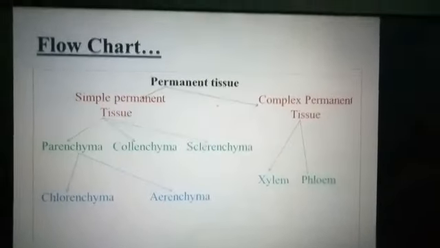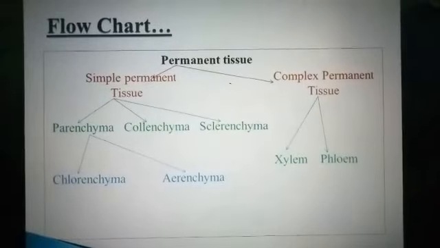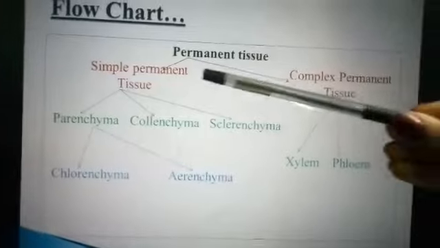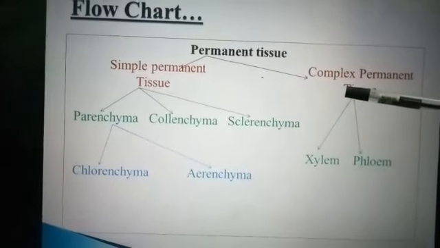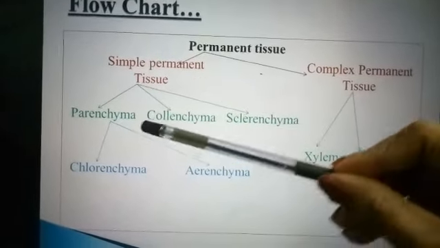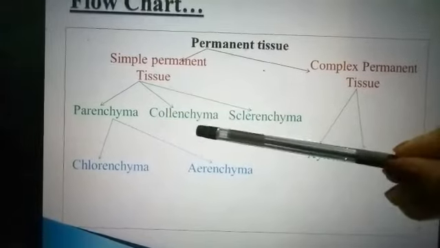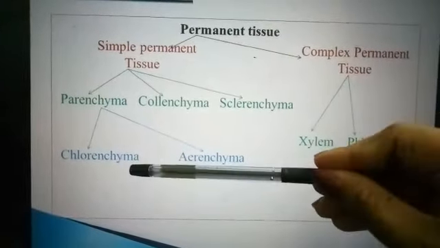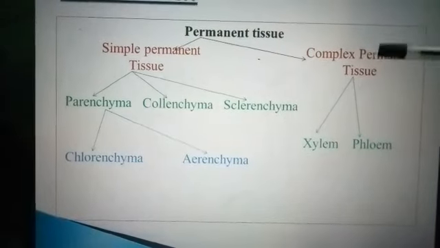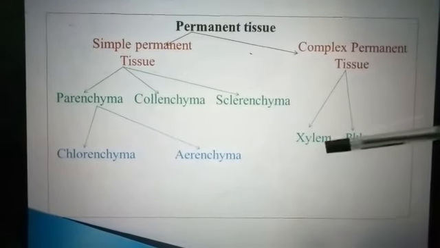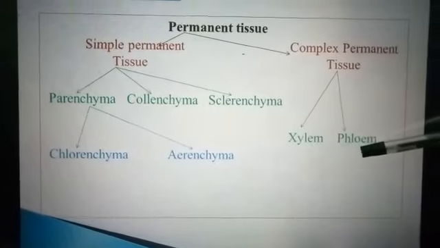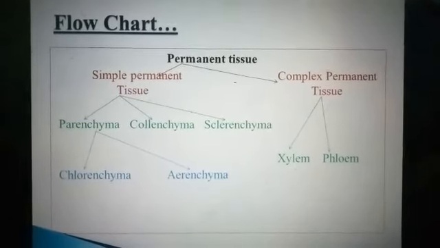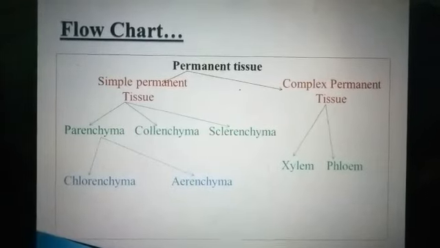Then next we have a flow chart. Just look here, a beautiful flow chart it is. Permanent tissue has two types: simple permanent tissue and complex permanent tissue. Then simple permanent tissue is of three types: parenchyma, collenchyma, sclerenchyma. Then parenchyma is again of two types: chlorenchyma and aerenchyma. And complex permanent tissue is of two types, one is xylem, other one is phloem. So this is all about these terms we are going to deal with today.